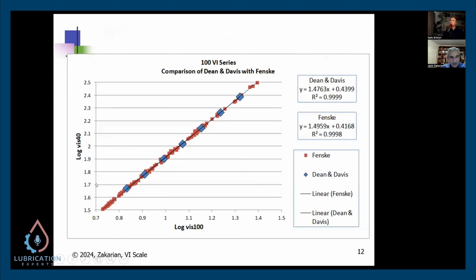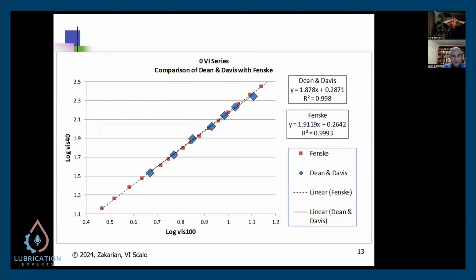That fits very well on a log viscosity at 40 versus a log viscosity at 100 plot. I've superimposed on the Fenske data the original Dean and Davis data. Remember, they only had 7 data points, and it actually fits pretty well. So you would say, wow, the new Fenske high VI series really matches the original high VI series. And when you look at the low VI series, it's a reasonably good fit. There's a little deviation as you get into the higher viscosities, but basically you would say the zero VI series seems to match.